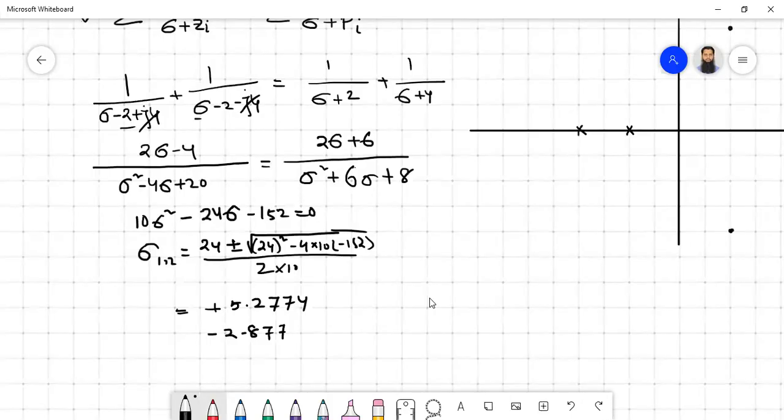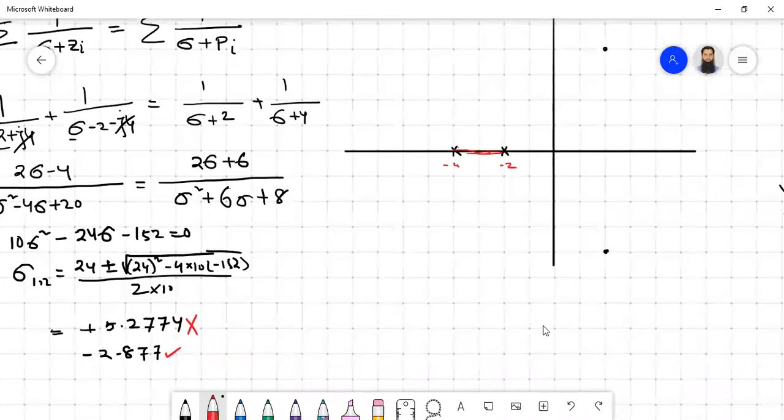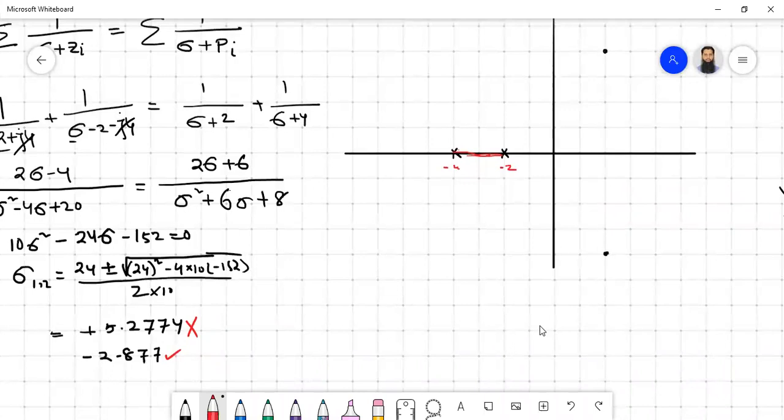The plus value we cannot take, because only this portion is on the root locus, and the value should be in between minus 2 and minus 4. So we have to take this value, and this value we cannot take. This is our breakaway point, approximately here, somewhere here, so minus 2.88 maybe.